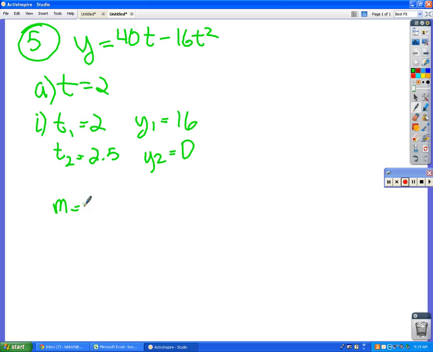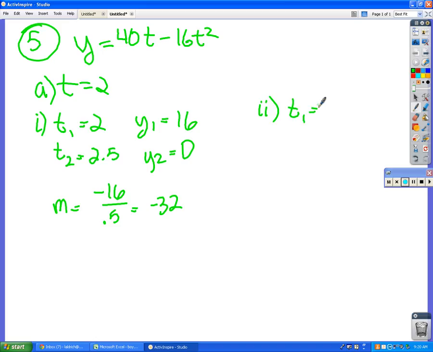So the change in the y's is? Negative 16, good, because we're going to go y2 minus y1, so it's negative 16. And the change in time is 0.5, and so that works out to be what? This is way easier than I thought. Yeah, super easy. And so that means I'm not going to do the whole thing for you.